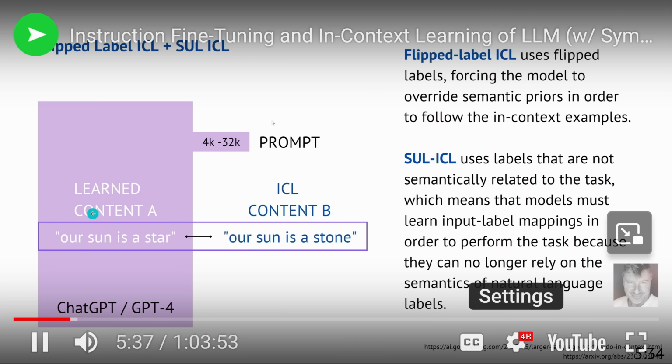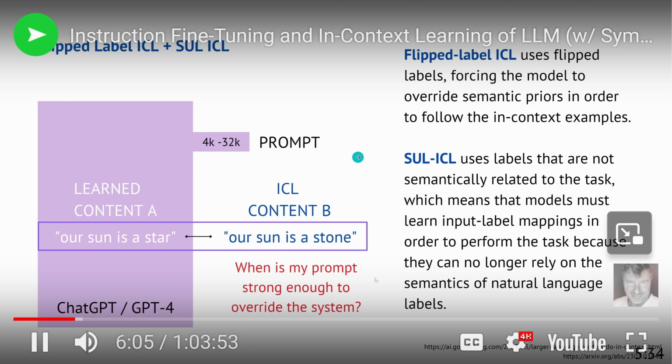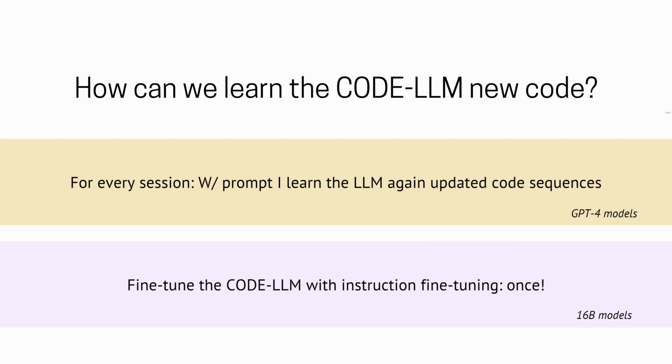Remember, I was here with the learned content A inherent to GPT-4, and I said, hey, when does the prompt content override it? If the system content is our sun is a star, and I want the content our sun is a stone, when will this happen, and how do I have to design the prompt so that my ICL prompt content will override it? When is my prompt strong enough to override the system? And the solution you'll find in this video, I don't want to go into detail. No, not at all. You know it. But we have now found two solutions.